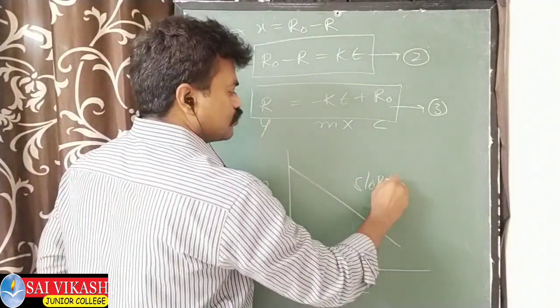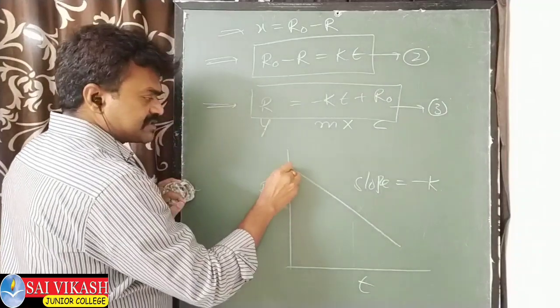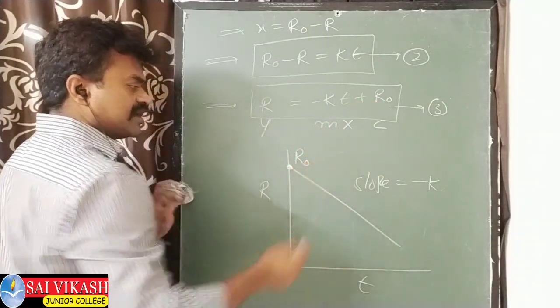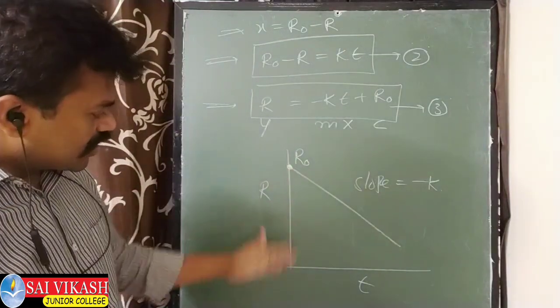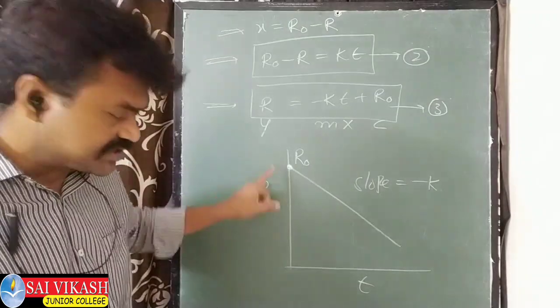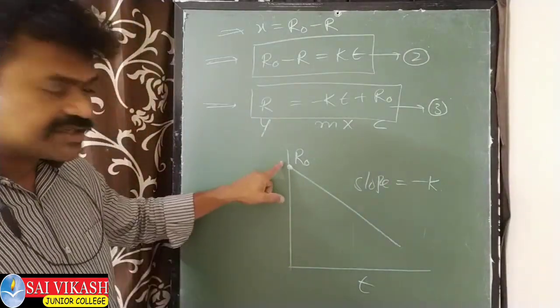So here the slope is negative k, and this is the y-intercept, that means c. It means the R naught value comes here on the y-axis. R naught means initial concentration. See this, at time 0, initially the concentration is 0.